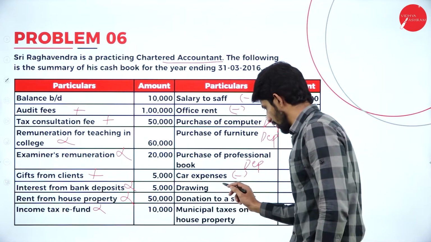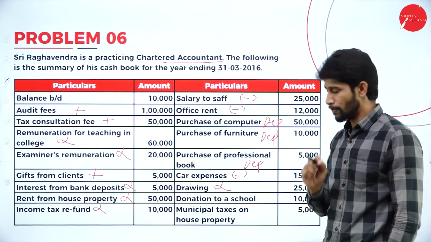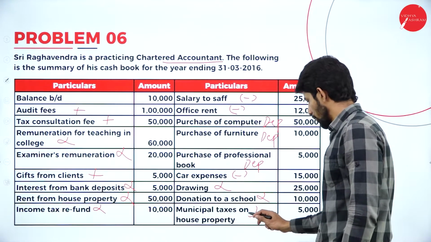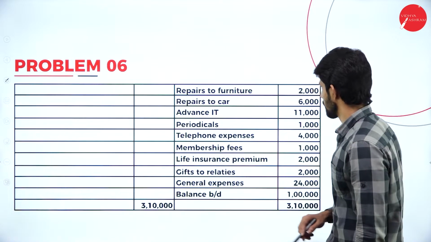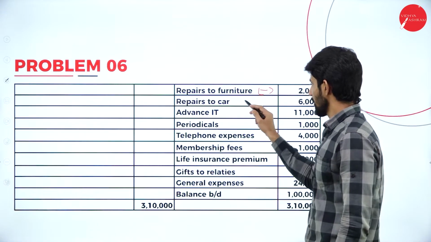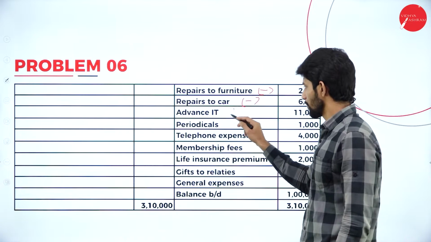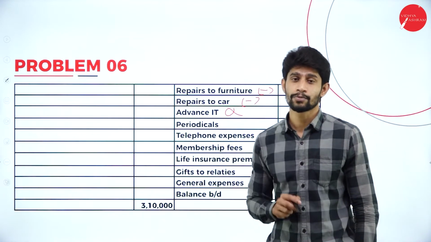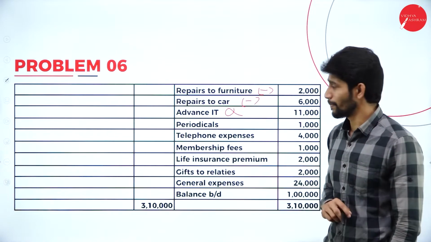Drawings, it's personal, not professional. Donation, it's a deduction, not an expenditure, so not a professional expenditure. Municipal tax, not a professional expenditure. Next, repairs to furniture, professional expenditure, minus. Repair to car, professional. Advance income tax is not a professional expenditure because payment of income tax is a responsibility, an obligation, not an expenditure.